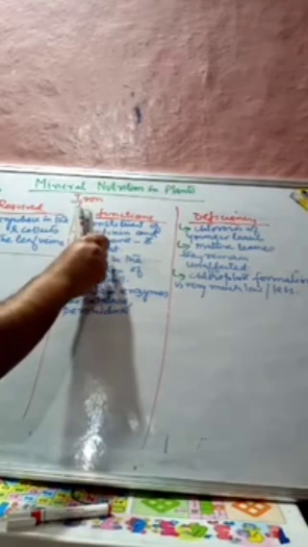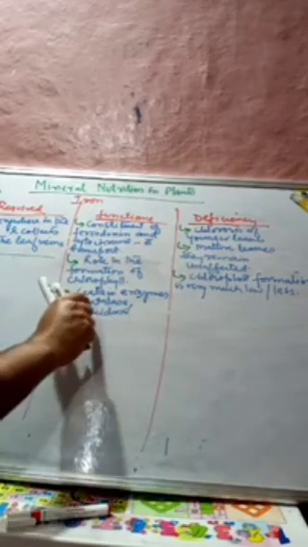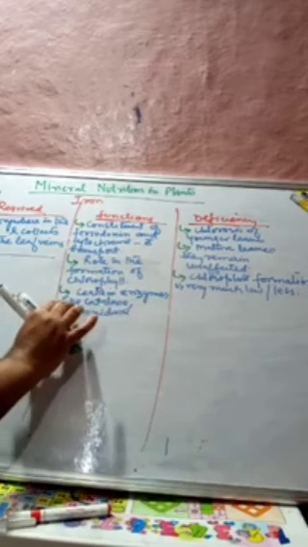Functions: it is the main constituent of the coenzymes ferredoxin and cytochromes, which play an important role in electron transport in various respiratory and photosynthetic reactions. Ferric ions play an important role in the formation of chlorophyll. They are the constituents of certain enzymes, like catalase and peroxidase.